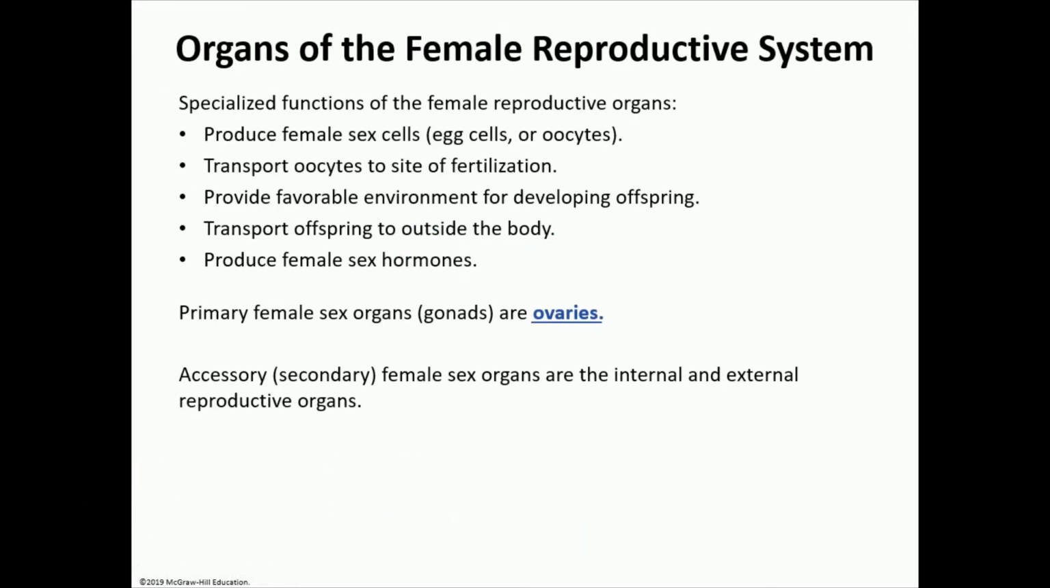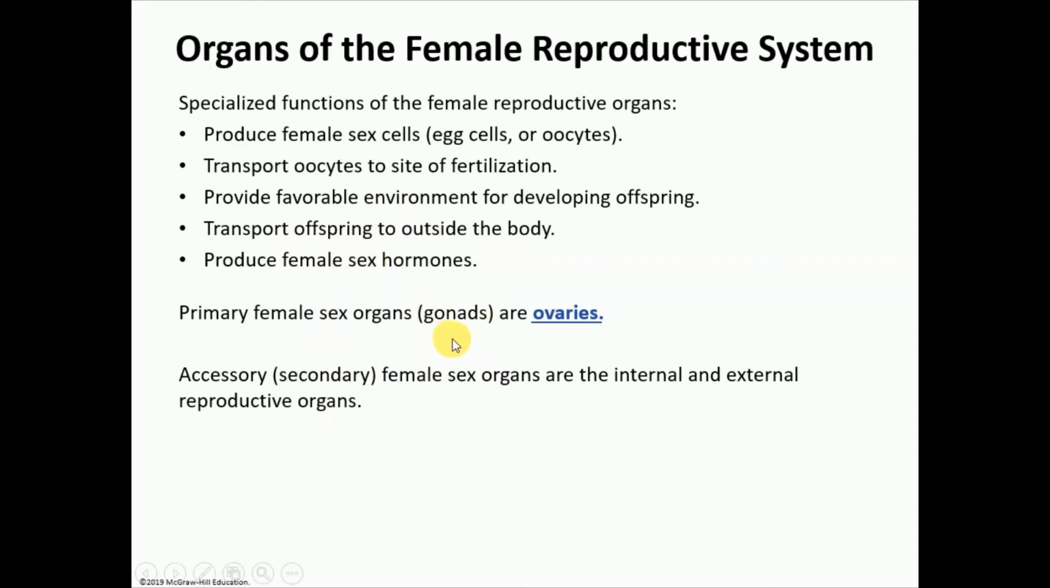Okay, so we're back and we'll start talking about the organs of the female reproductive system. The function would be to produce the female sex cells, the oocytes or your egg cells, to transport the oocyte to the site of fertilization. And then there's a good environment for the development of offspring, namely the uterus, and then the transportation of the offspring to the outside of the body during delivery. It also helps in the production of female sex hormones.